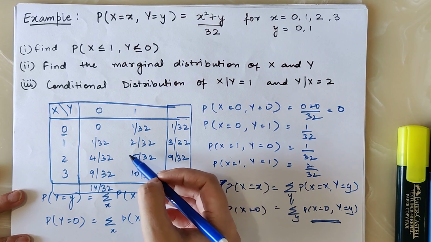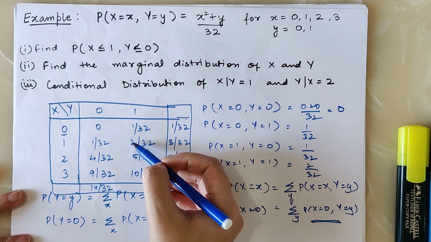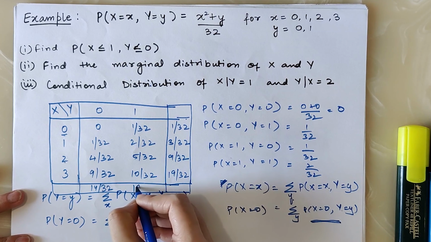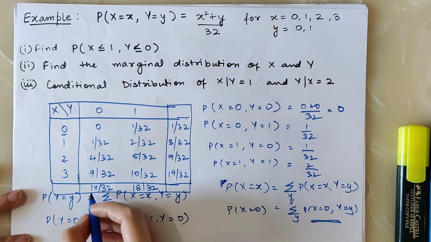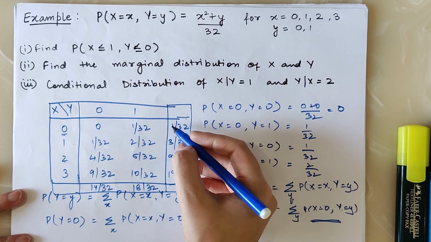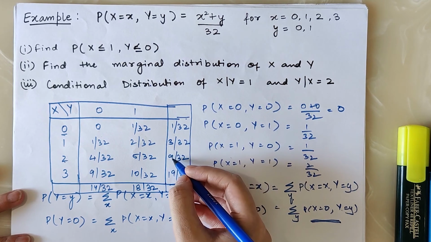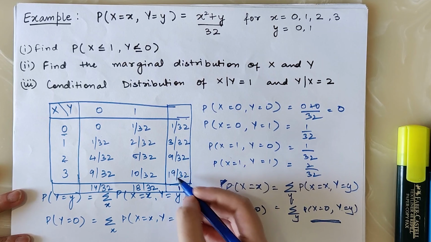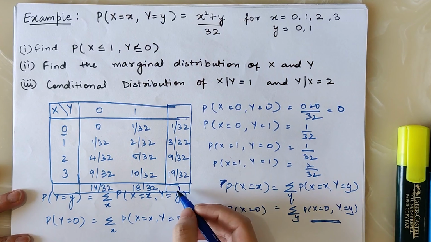So this is equal to 10 plus 5, 15, 15 plus 2, 17, 18. 18 by 32. And if you see, we have 14 plus 18 is equal to 32. This is equal to 1. And also 1 plus 3 is equal to 4 plus 9, 13, plus 19 is equal to 32, which is equal to 1.